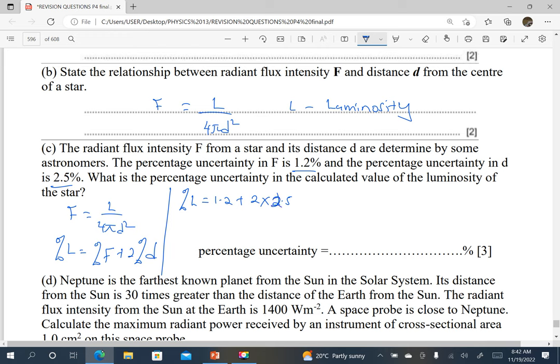And when you check, this is 1.2 plus 5, which is going to give us 6.2%. So the percentage uncertainty is 6.2%.